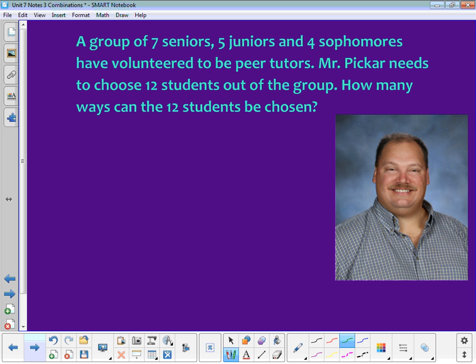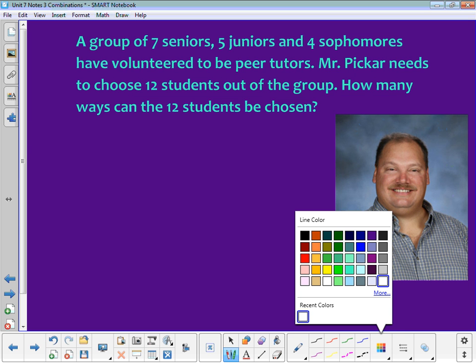Let's move on to number 4. In number 4, it says a group of 7 seniors, 5 juniors, and 4 sophomores have volunteered to be peer tutors. Mr. Picard is going to pick 12 of them to be peer tutors. So we need to figure out how many different combinations of students we could have.